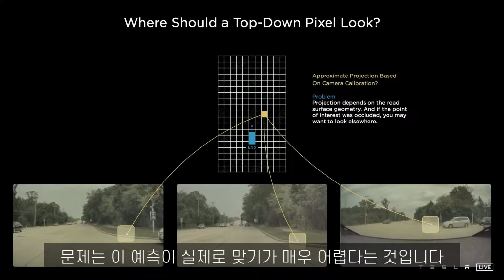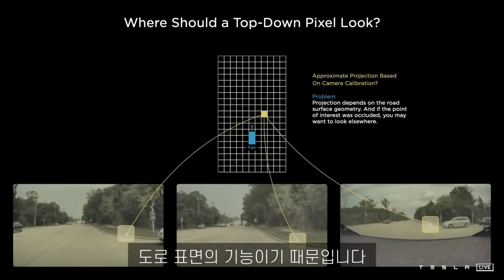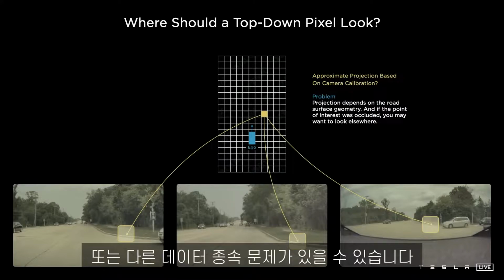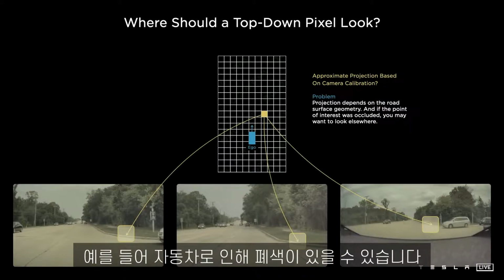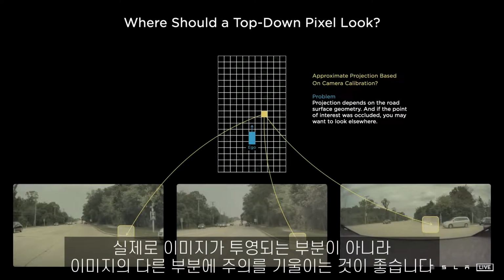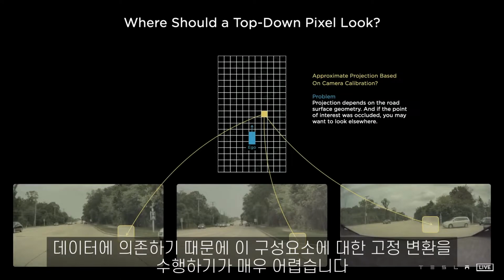The problem is that this projection is really hard to actually get correct because it is a function of the road surface. The road surface could be sloping up or sloping down, or also there could be other data-dependent issues. For example, there could be an occlusion due to a car. So if there's a car occluding this viewport, this part of the image, then actually you may want to pay attention to a different part of the image, not the part where it projects. And so because this is data-dependent, it's really hard to have a fixed transformation for this component.